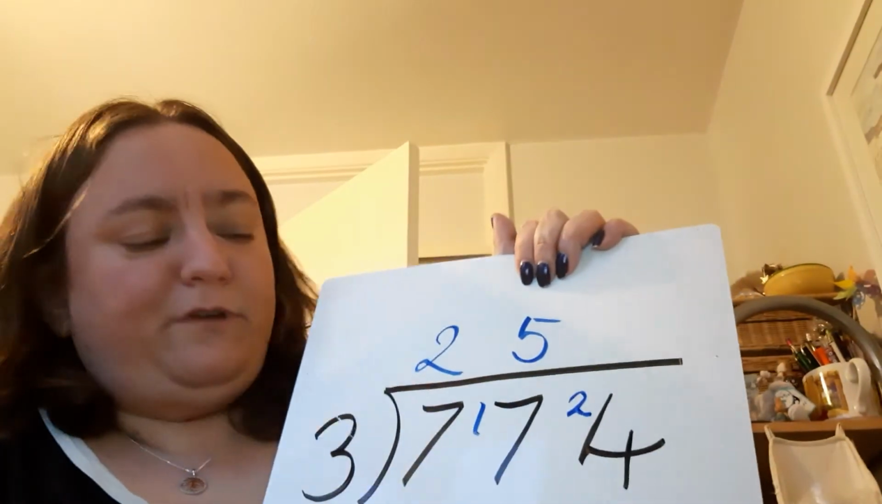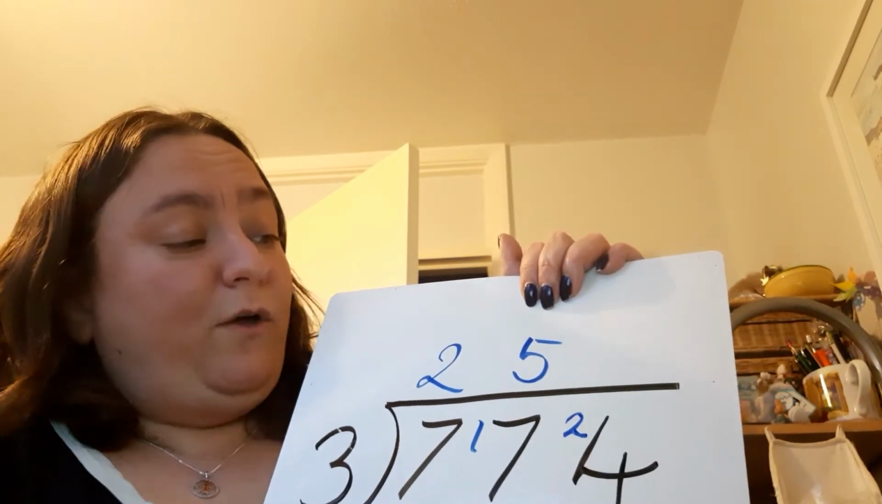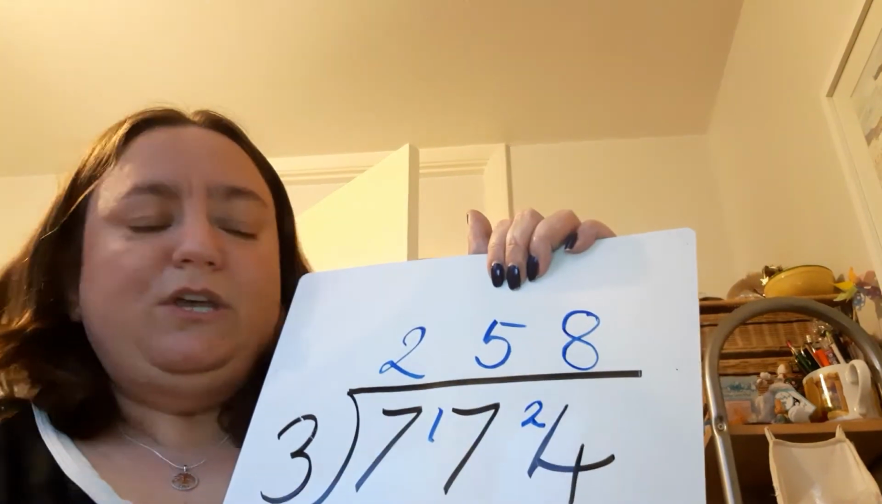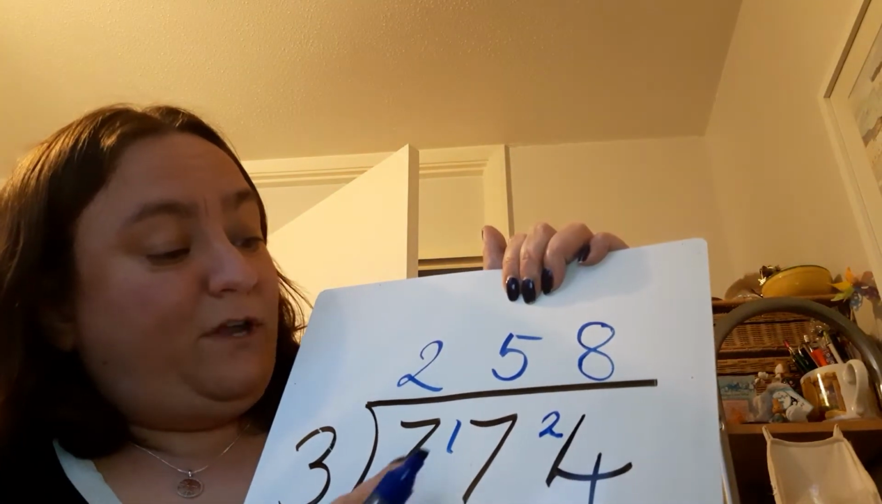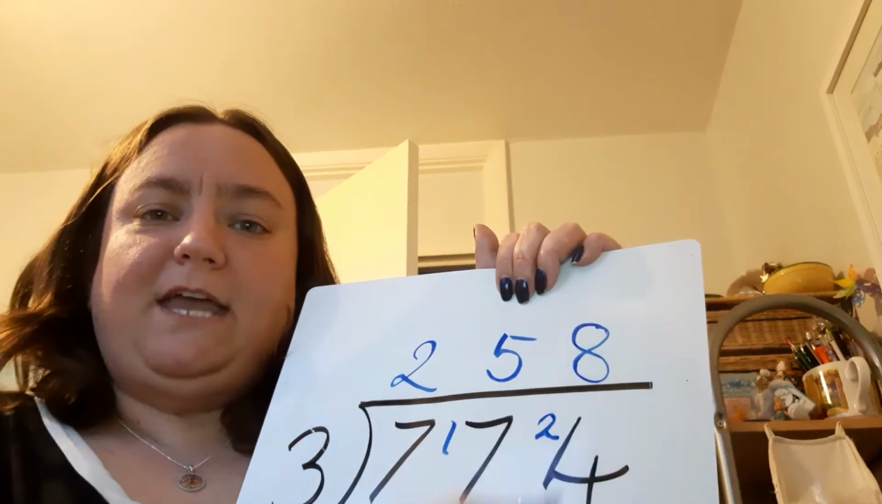Oh, and look, it's my favourite number. So how many times does 3 fit into 24? And we know that it fits exactly, and it fits in 8 times. So we know our answer is 474 divided by 3 is 158.